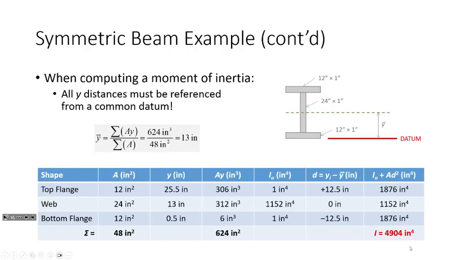Now, in order to compute the location of the centroid, I need the sum of AY divided by the sum of A. So what I'm doing in this column is I'm saying this times this is that, this times this is that, and this times this is that. So 12 times a half is 6, 24 times 13 is 312, etc. Sum all that up and I get 624 square inches.